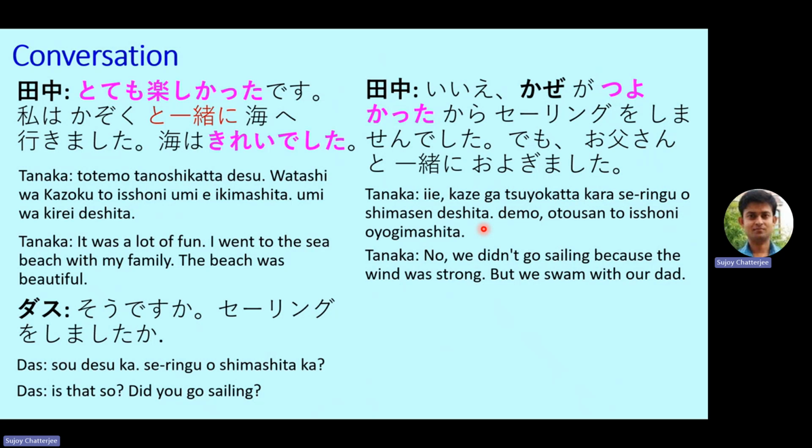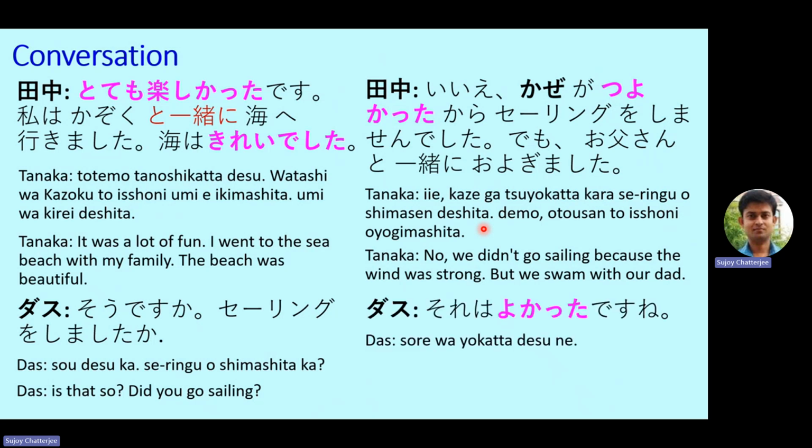いいえ、風が強かったからセーリングをしませんでした. でも、お父さんと一緒に泳ぎました. No, we didn't go sailing because the wind was strong, but we swam with our dad. Very, very good example and very, very good conversation. And especially if you are preparing for the JLPT N5, then this conversation is going to help you a lot. So many concepts are embedded in all these conversations. So although it looks like a simple single conversation, several concepts are incorporated here.